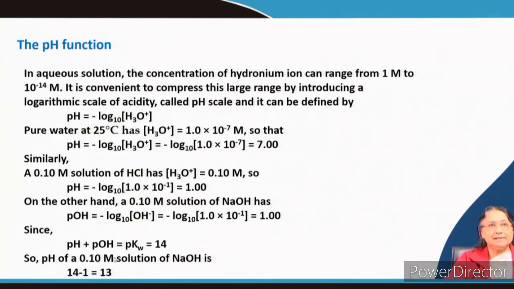Since pH plus pOH is nothing but pKW, so pH plus pOH is 14. So, if we can calculate the pH of this NaOH solution, pH of 0.1 molar solution of NaOH is 14 minus 1, that is 13. So, this is the concept of pH and pOH.